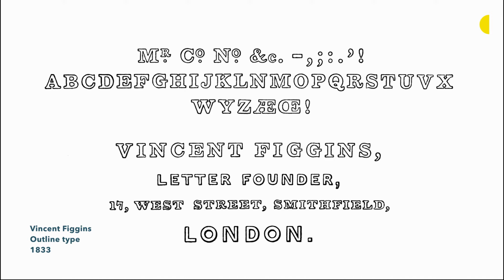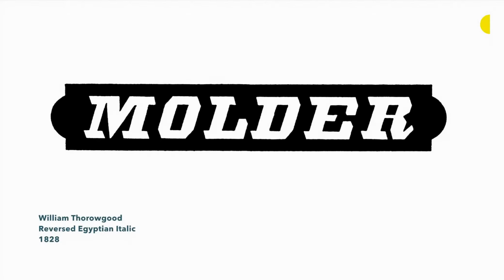Here we see Vincent Figgins' outline font. In outline and open fonts, a contour line of even weight encloses the alphabet shape, which usually appears black. Here we see a reversed Egyptian italic, and types that appeared white against a black background enjoyed a brief popularity during the middle decades of the 19th century, then went out of fashion.